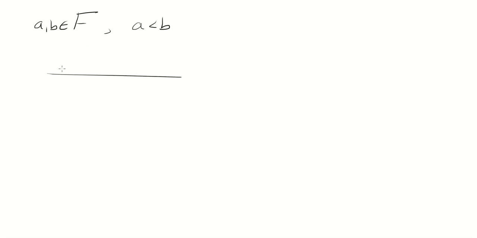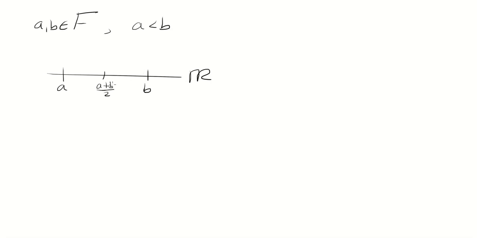So let's think of it. Let's say our field is the real numbers. What is a number between A and B? Well, an easy option is to pick just the average. We know that the average will lie in the middle if our field is the real numbers. So this is a good candidate.